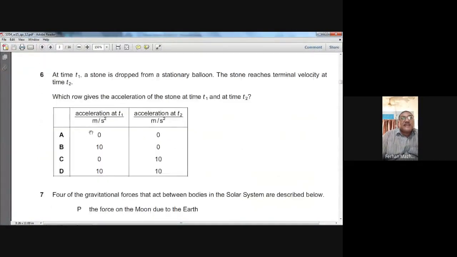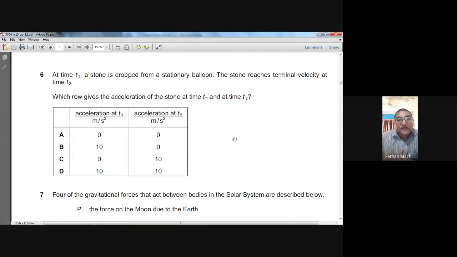Okay, we are moving to the next question. Question number 6 is on the screen. At time t1, a stone is dropped from a stationary balloon. The stone reaches terminal velocity at the time t2. Which row gives the acceleration of the stone at time t1 and at time t2?